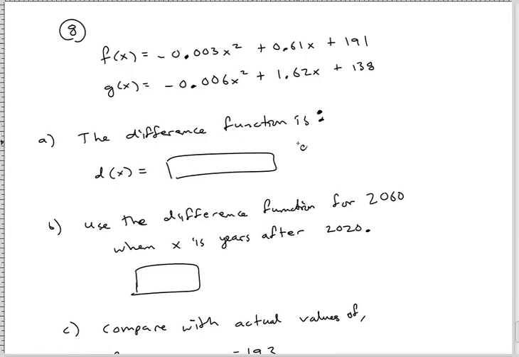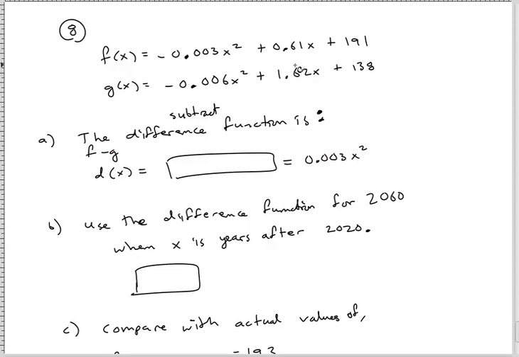They say find a difference function. Well, what does difference mean to you? It means subtract. You're going to say f minus g, basically. And I would use a calculator to get this correct. So this one minus this one, notice that two negatives make a positive. It should end up being a positive 0.003x squared.